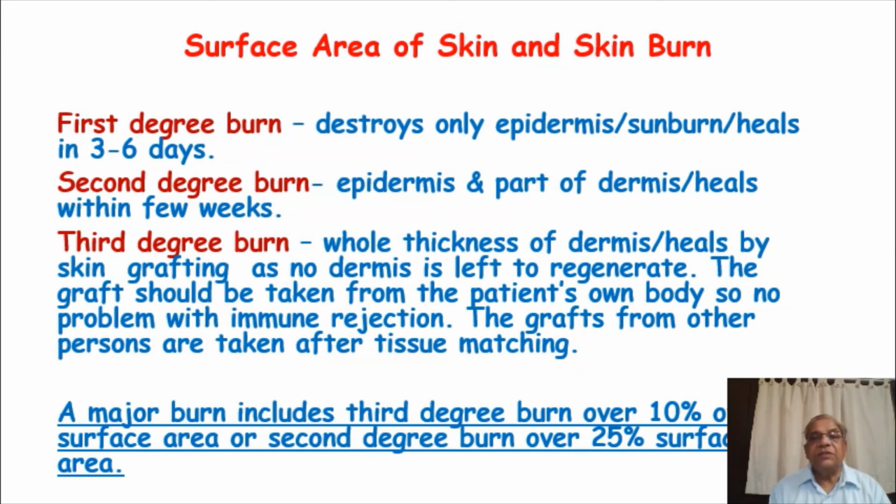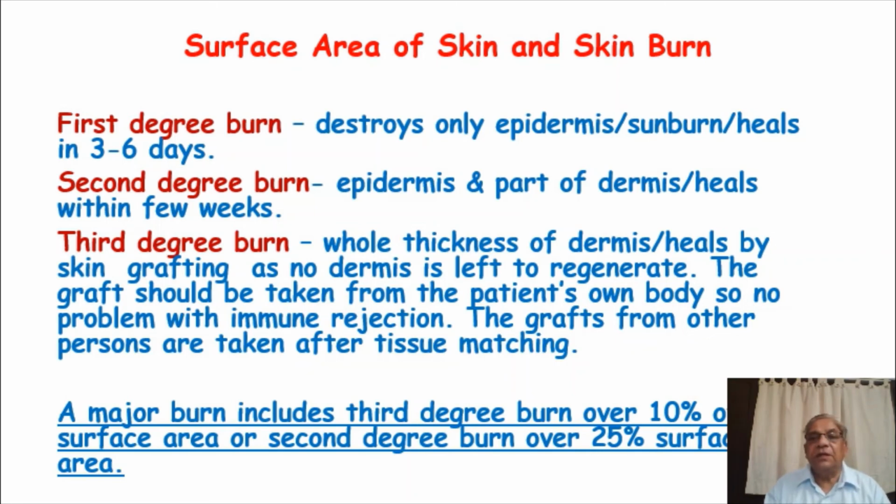This skin which is obtained from another person has the chance of immune rejection. To avoid this immune rejection, a lot of laboratory tests are done, and tissue typing and tissue matching between donor and recipient is done, and if the matching is perfect, then only the skin is grafted. And so it will not be rejected.